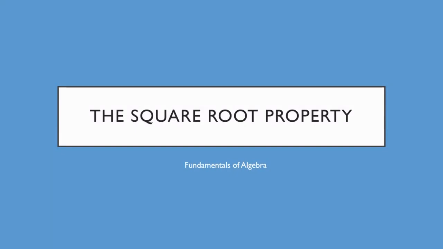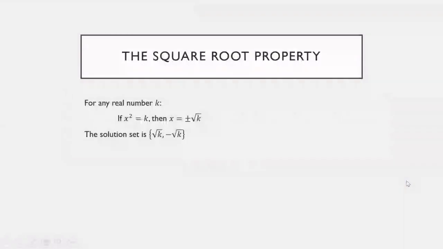Okay, so today's session I am going over the square root property, which is covered in section 9.1. The square root property says that for any real number k, and when we say real number, it can be positive, it can be negative, it can be decimals, just any number. If x squared equals k, then x equals plus or minus the square root of k.